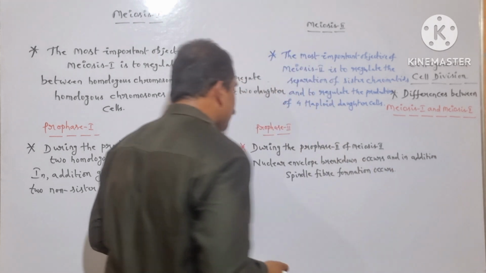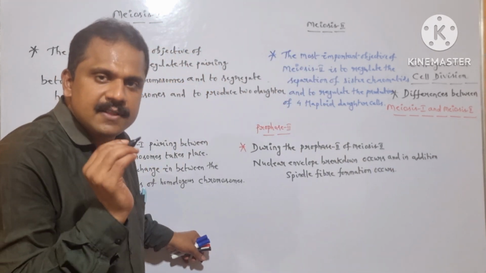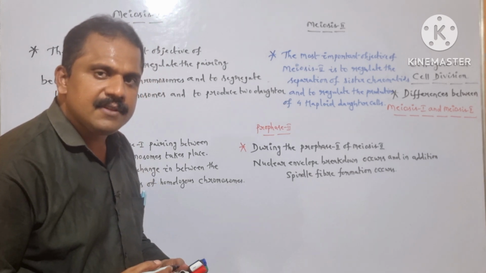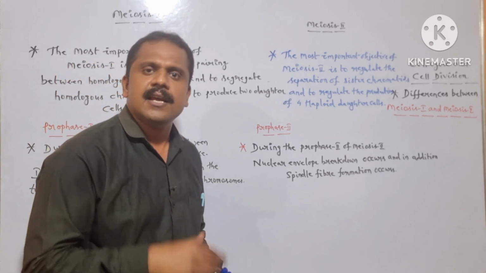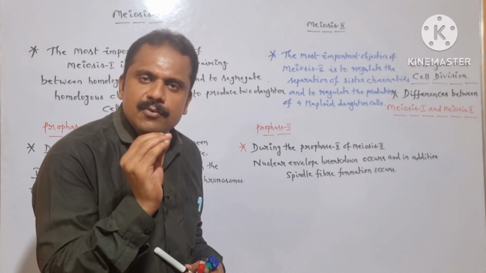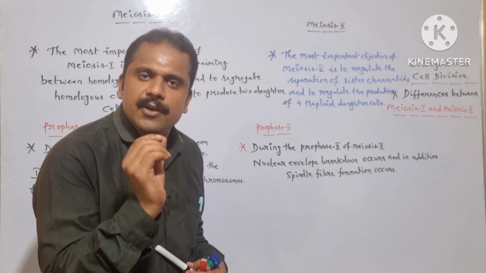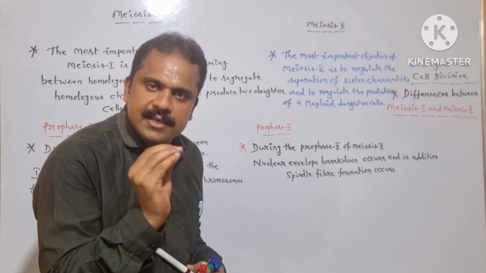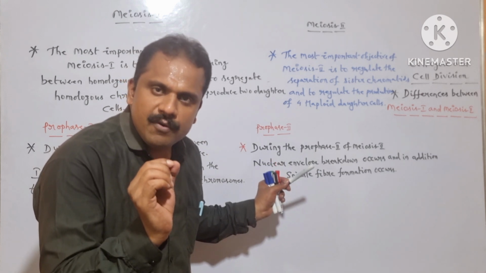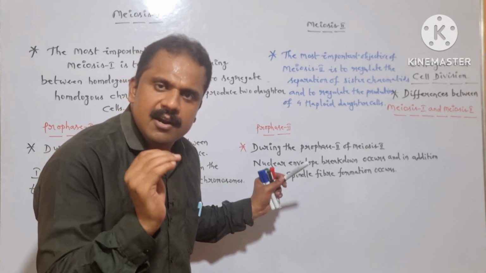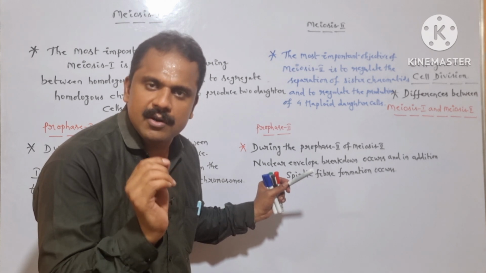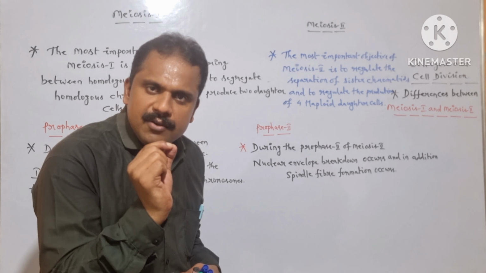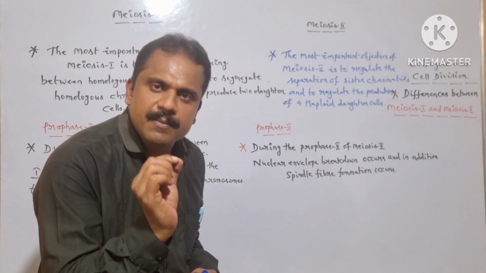In general, prophase 2 of meiosis-2 occurs after the successful completion of telophase 1 of meiosis-1. At the end of telophase 1 of meiosis-1, two daughter cells are formed. These two daughter cells participate in prophase 2 of meiosis-2. In order to regulate meiosis-2, nuclear envelope breakdown takes place. After the successful breakdown of the nuclear envelope, spindle fiber formation occurs.